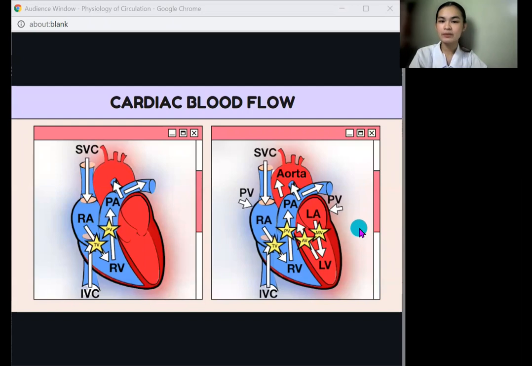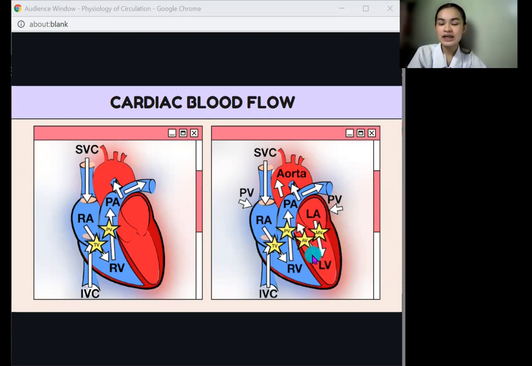So now, we need to be able to pump the oxygenated blood to the rest of the body, which now leads us to the left side of the heart. Now, the pulmonary veins transport the oxygenated blood from the lungs to the left atrium of the heart. The oxygenated blood from the left atrium will now flow to the left ventricle during the diastole. The blood passes through the mitral valve, which is situated between the left atrium and the left ventricle.